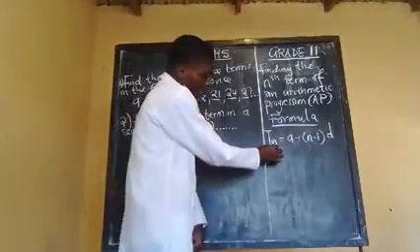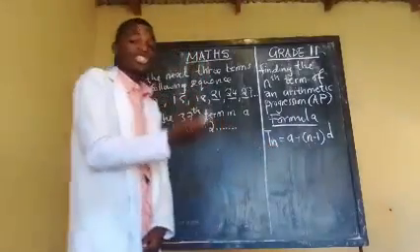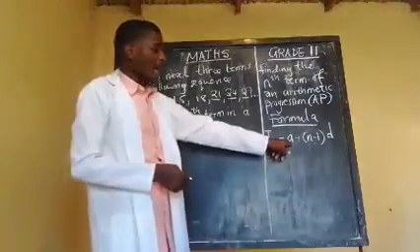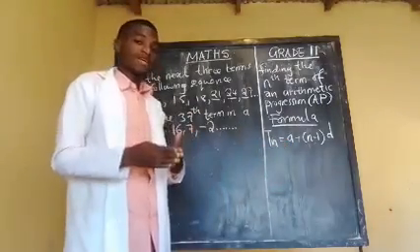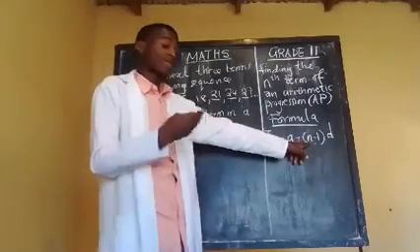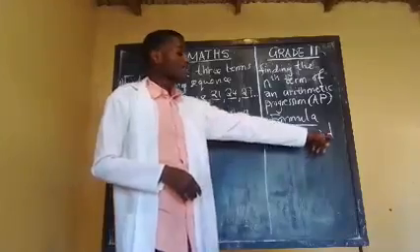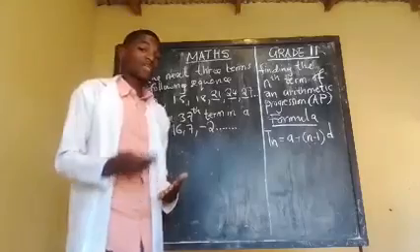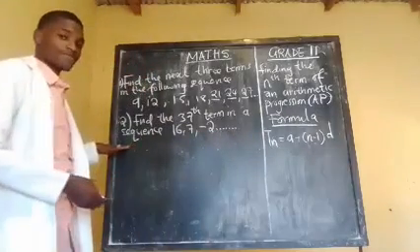The number n here represents the position of the number that we want to find. Again, a represents the first term in the sequence. N represents the position of the number that we want to find. And then d represents the common difference. So now let us see how we can solve the second question.